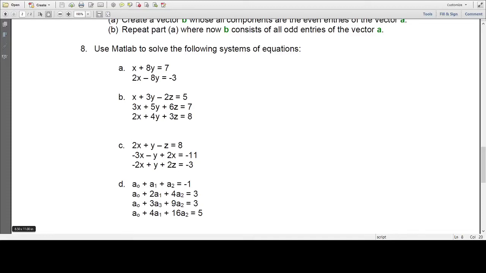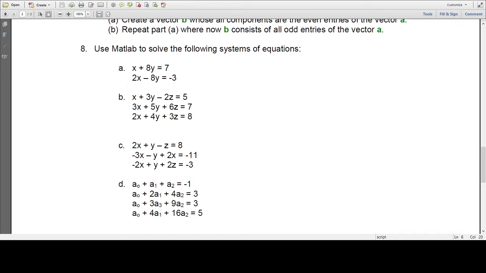Homework 7, number 8. Use MATLAB to solve the following systems of equations. As we discussed during the lecture when we were dealing with systems of equations, you can solve a system of equations by arranging your coefficients in one matrix and your right-hand side numbers in another matrix, and then using the backslash operator to solve these equations.